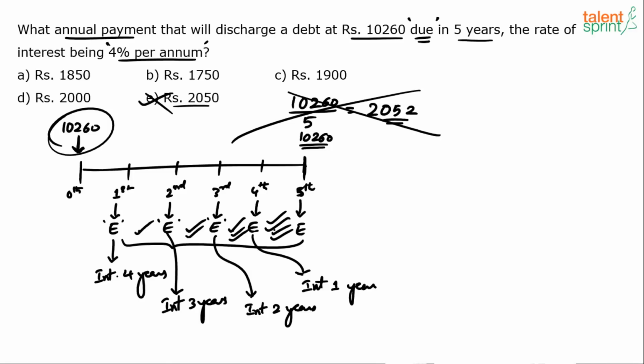What I've explained to you so far is the concept. I'm sure all of you have understood that 2050 cannot be the answer. The answer should be less than 2050. Now, how do you arrive at the actual answer is the question. One way is to use the formula, if you can remember the formula. What is the formula? The equated amount.